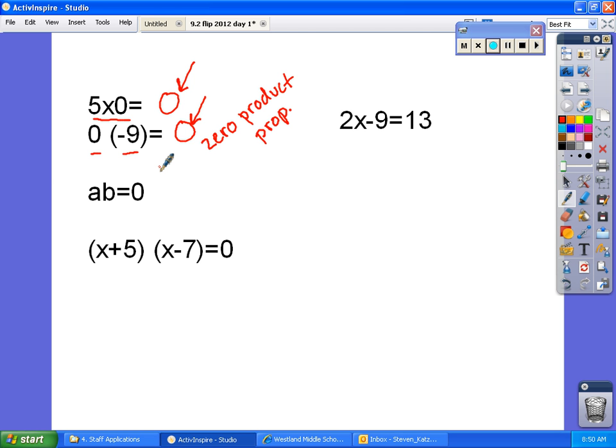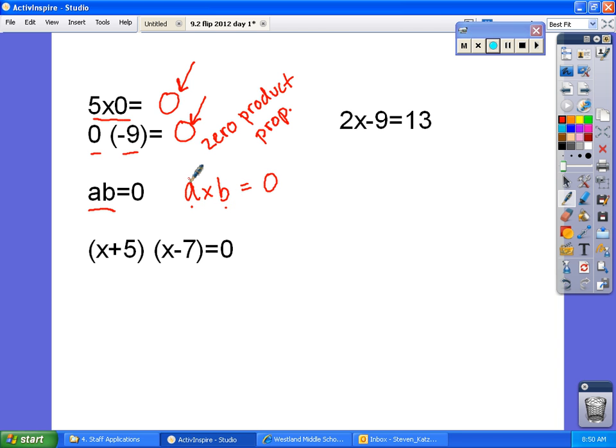That's the only way your answer is going to be 0. So if I told you that a times b, the ab means a times b, equals 0, well, you don't really necessarily know what a is. A could be anything. B could be anything. But one of them has to actually be 0.